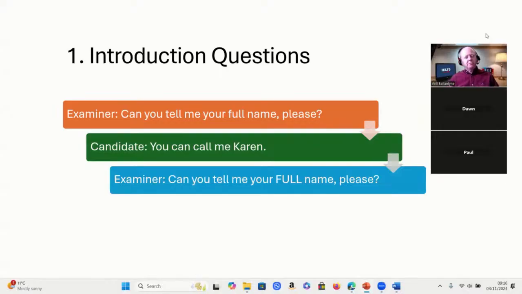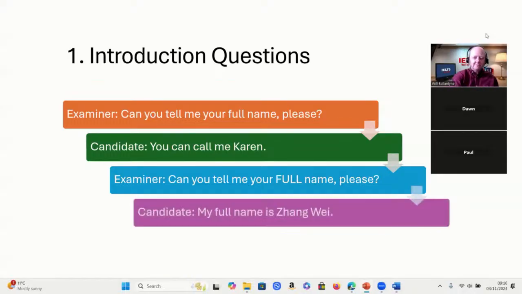In your case, it will be your full Chinese name. If it's from another country, the full name. That means first name and surname. And then maybe he'll say, "What can I call you?" if he wants to do that. So you could say, "My full name is Jiang Wei," for example. So you just give the full real name.